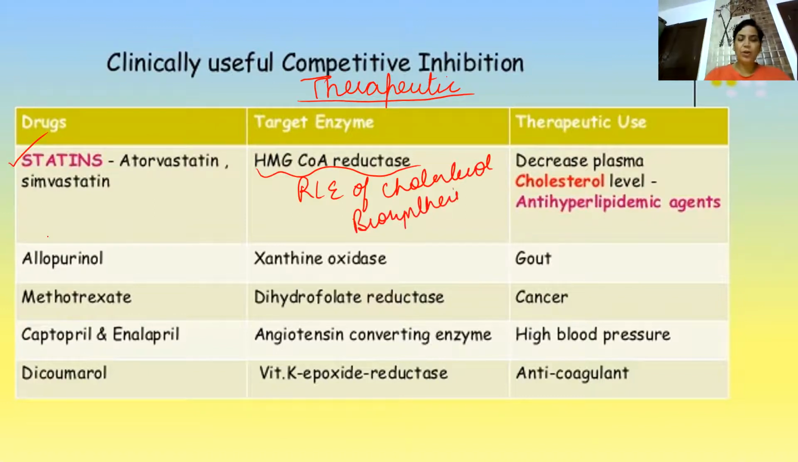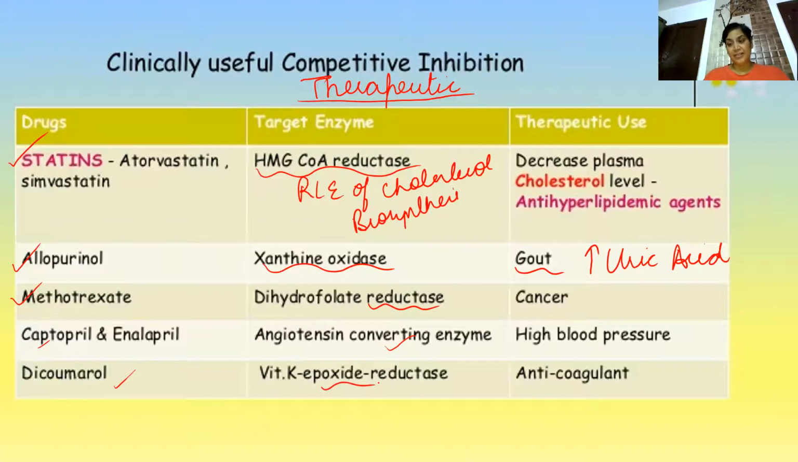Then comes allopurinol. The enzyme is xanthine oxidase, and allopurinol is given to treat gout, to persons suffering from arthritis or increased concentration of uric acid. Then methotrexate, an anti-cancer drug, is an inhibitor of dihydrofolate reductase. Captopril and enalapril inhibit angiotensin converting enzyme and are given to hypertensive persons. Then dicumarol is an inhibitor of epoxide reductase, which is involved in the function of vitamin K. So these are the therapeutic uses of competitive inhibitors. From an examination point of view, they are very, very important.